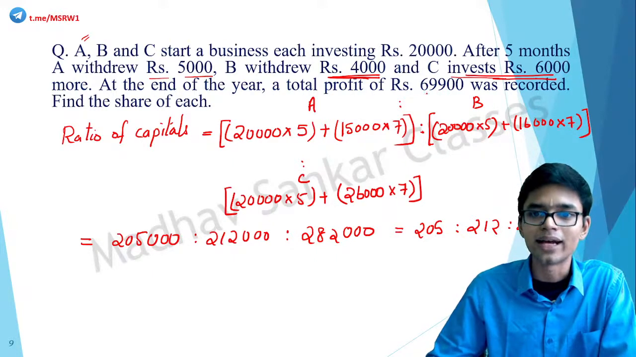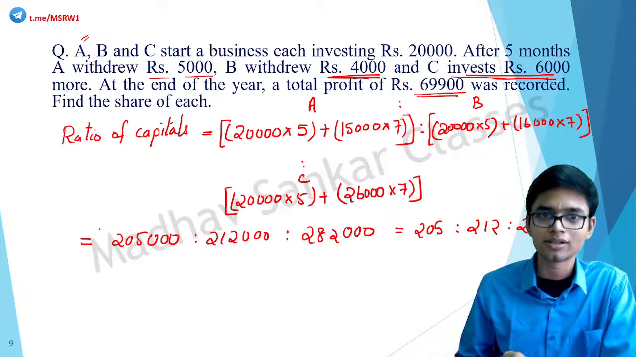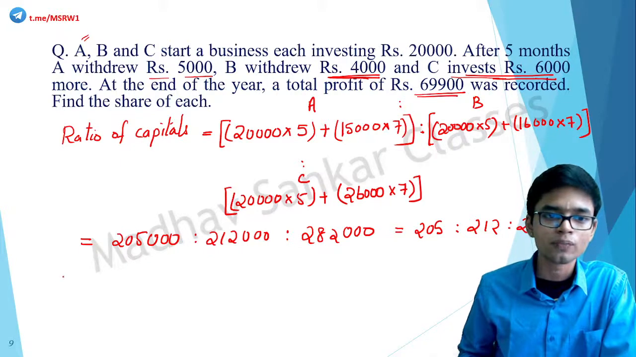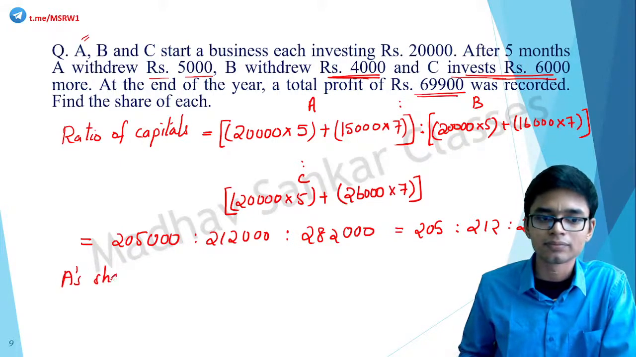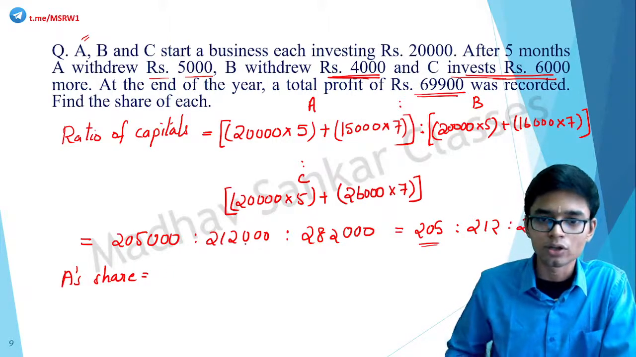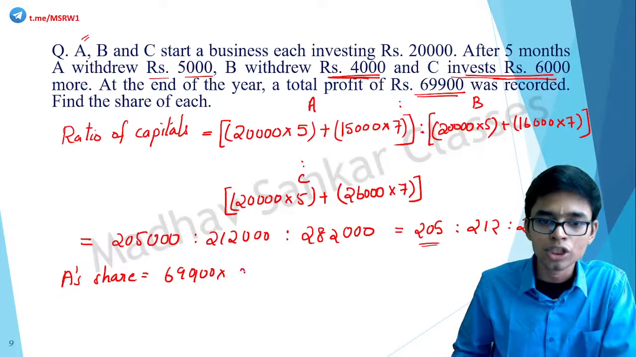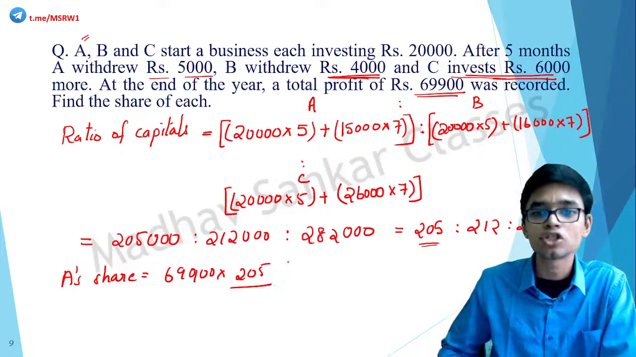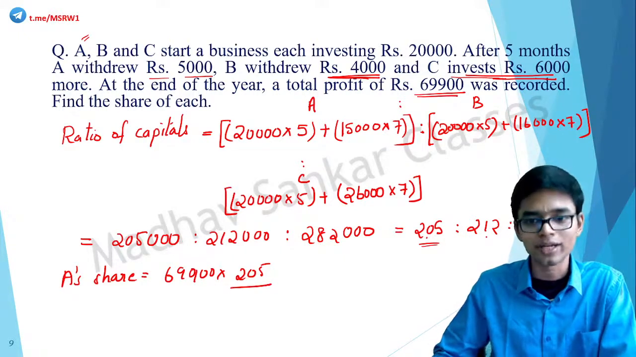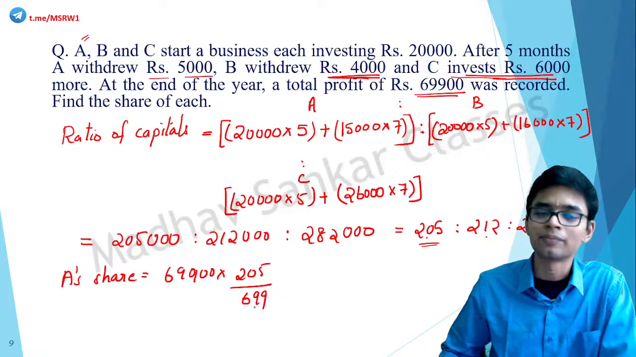Now, what is the total amount of profit made? That is 69900. Correct? So what is each of their shares? Accordingly, we have to give. So A's share is equal to, A has 205 parts, correct? So total amount is 69900 into 205 parts of how much total parts? 205 plus 212 plus 282. So 200 plus 200, 400 plus 200, 600, 682, 694, 699. So easily cancelled out. 20500.